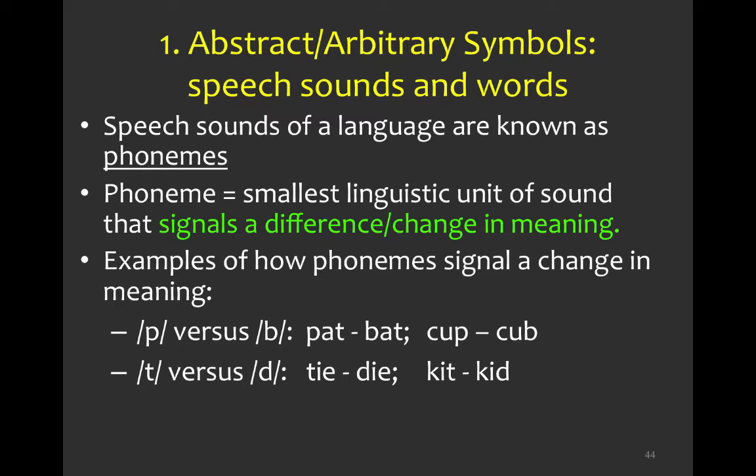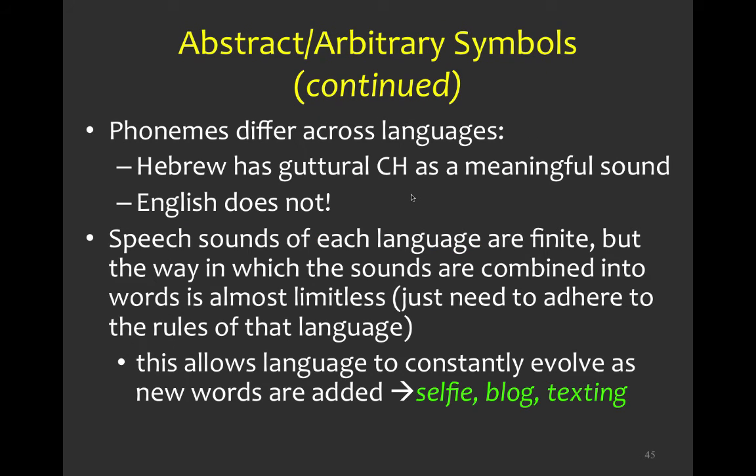So P versus B: pat, bat, cup, cub. Or T versus D phonemes: tie versus die, or kit versus kid. So just by using different phonemes, the meaning of the word changes. So individual speech sounds or phonemes differ across languages. For example, Hebrew has a guttural ch as a meaningful sound and English does not.